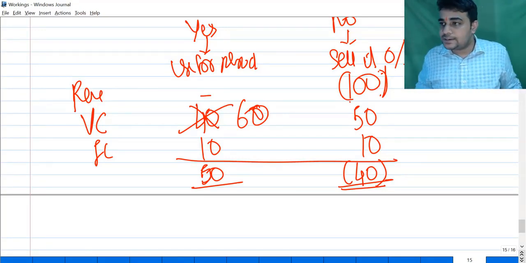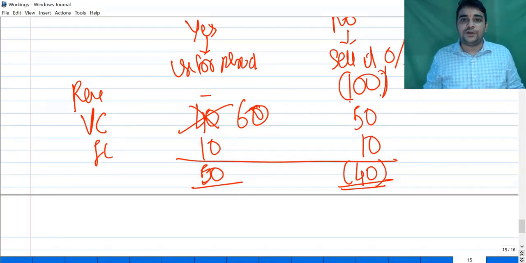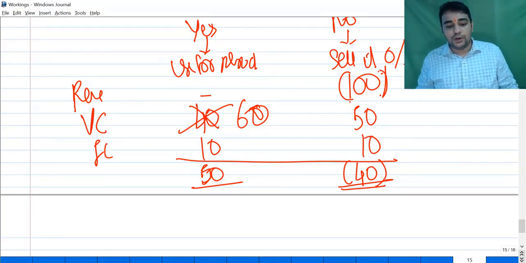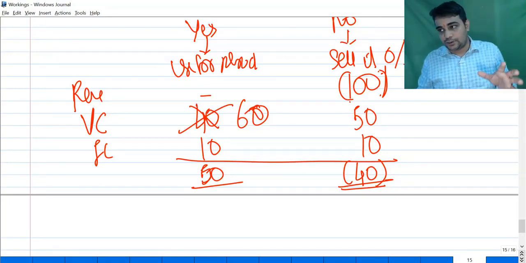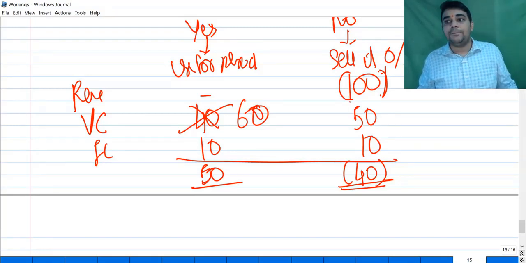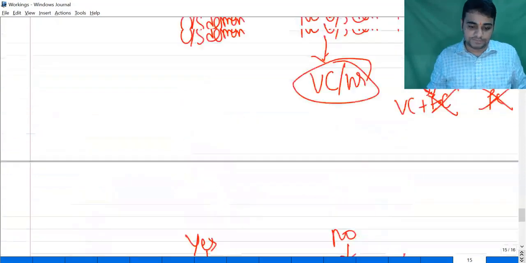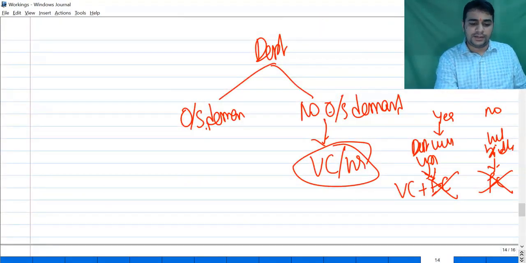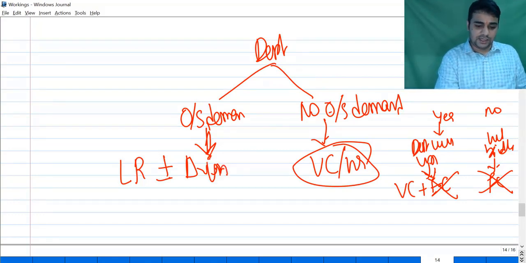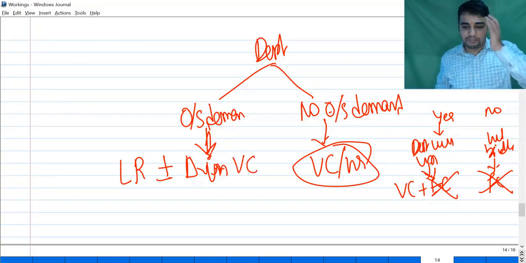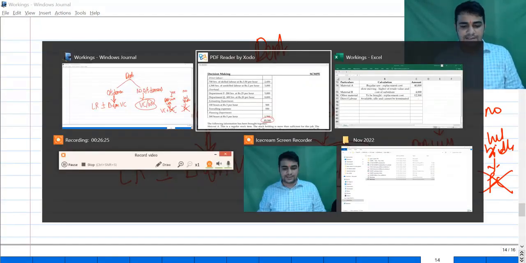Imagine the yes and no scenario. That's all. Net it is the same thing. You will have to imagine the yes and no scenario and do it. Lost revenue plus or minus change in variable cost. That's the number which will give you this solution. So here, if you have outside demand, the relevant cost is lost revenue plus or minus change in variable cost. In this question, I think you may need some extra 10 lines or so.